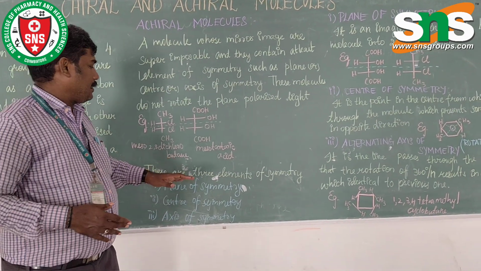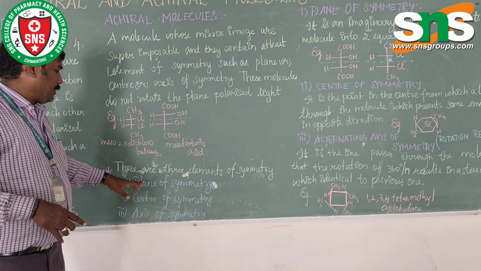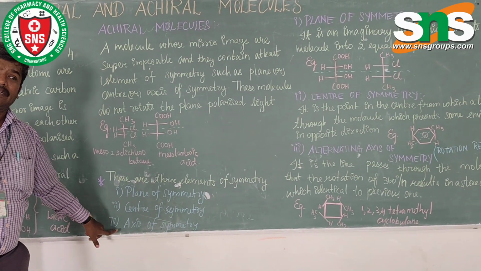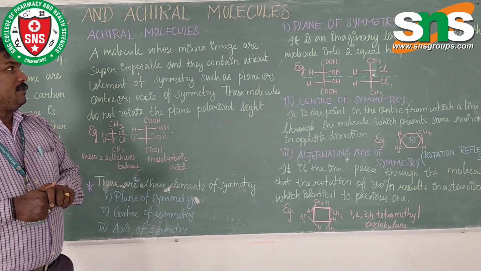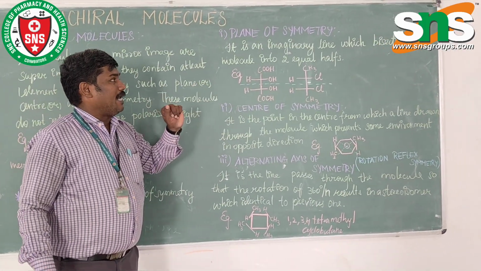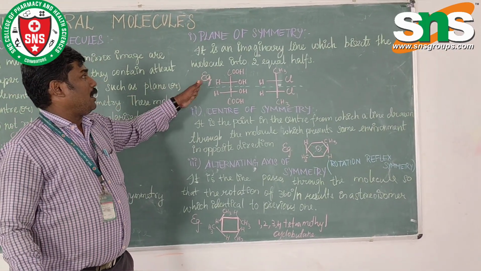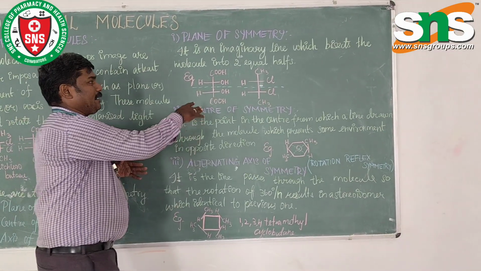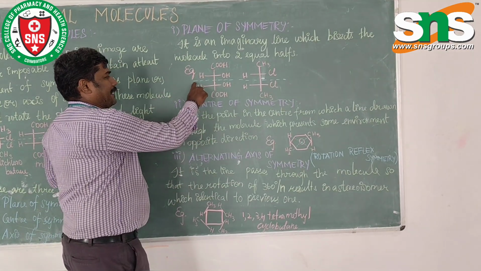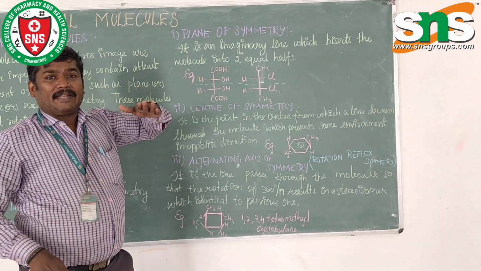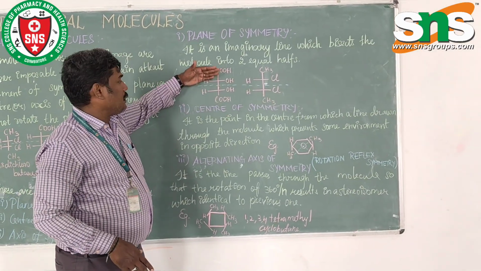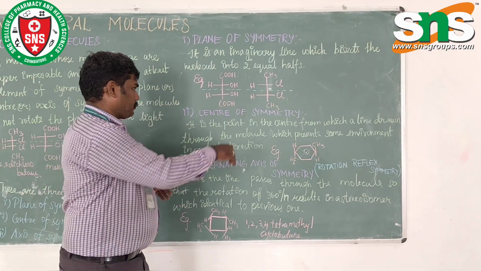So, let us see the three elements of symmetry. One is plane of symmetry, the second is center of symmetry, and the third is alternating axis of symmetry. What is the plane of symmetry? It is an imaginary line which divides or bisects the molecule into two equal halves. You will find the structure here, meso tartaric acid. You will find this line, and it divides the molecule into two equal halves. The same environment is present in the opposite direction.